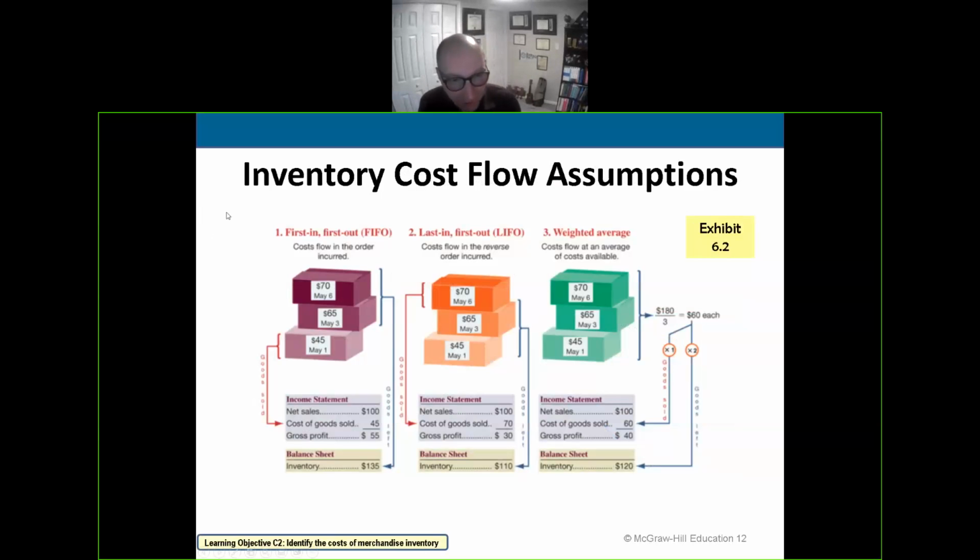It's really that simple. Let's talk about each one a little bit more detail. So first in, first out. We won't talk so much about specific identification because that's very straightforward. Think vehicle identification number, think serial number. It's tracked to that product. That's why it's specific identification. Let's talk about the other three. First in, first out.